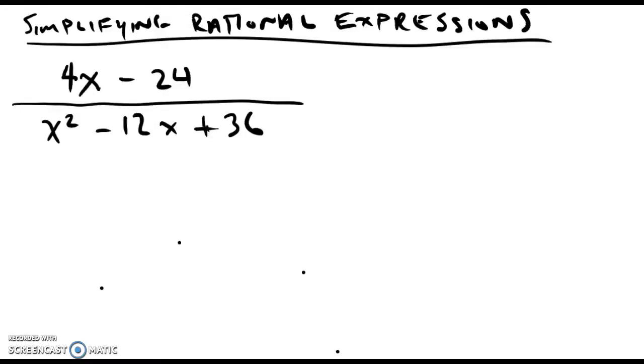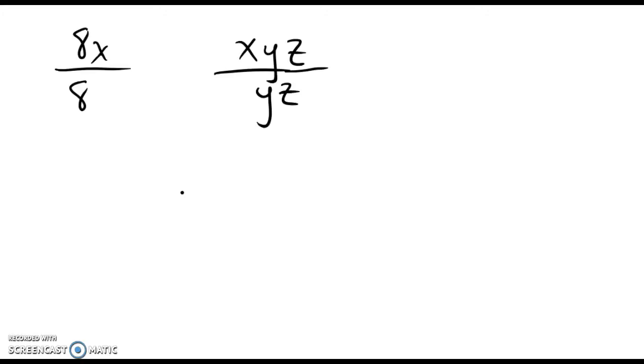Now we're going to talk about simplifying rational expressions, and we're going to try to simplify this expression as much as we can, just through the process of canceling. And just like 8x over 8, the 8's cancel, and we just wind up with x, or xyz over yz, well, the y's cancel, the z's cancel, so we wind up with x.